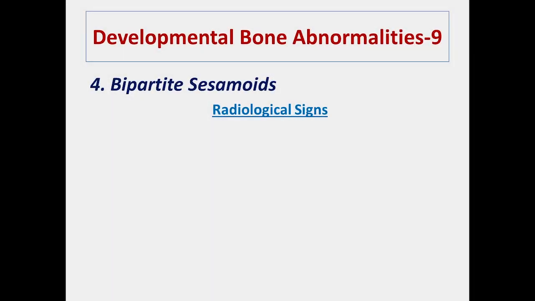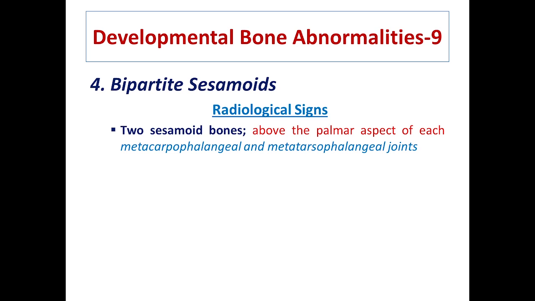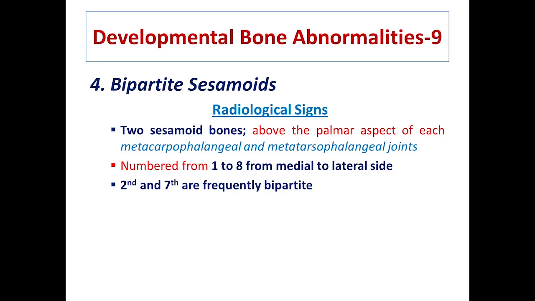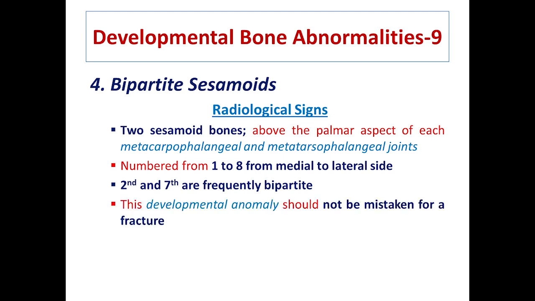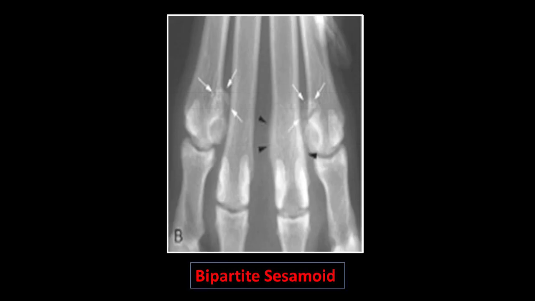Now, the last one is bipartite sesamoid bones at the metacarpophalangeal and metatarsophalangeal joints. As you know, these are numbered from 1 to 8, and the numbering always starts from the medial side to the lateral side. Bipartites are usually the second and seventh. This developmental anomaly should not be mistaken for any type of fracture. You can see in this X-ray that the bipartites are at the second and the seventh.